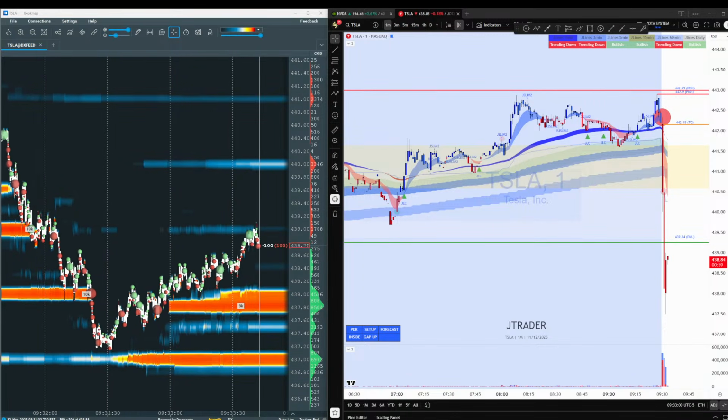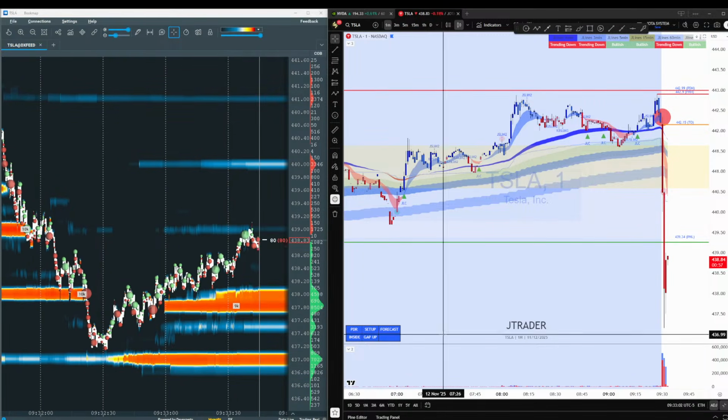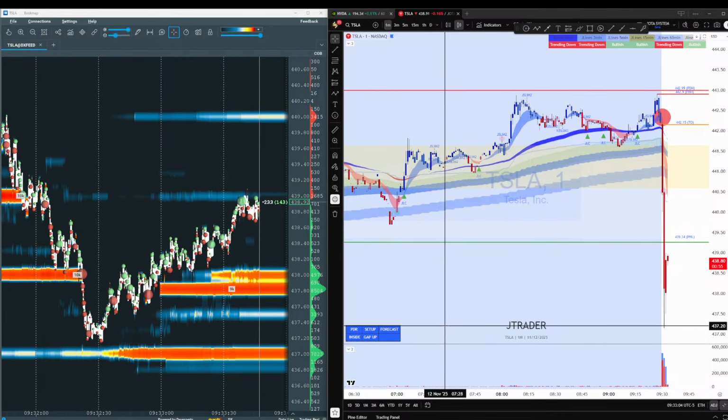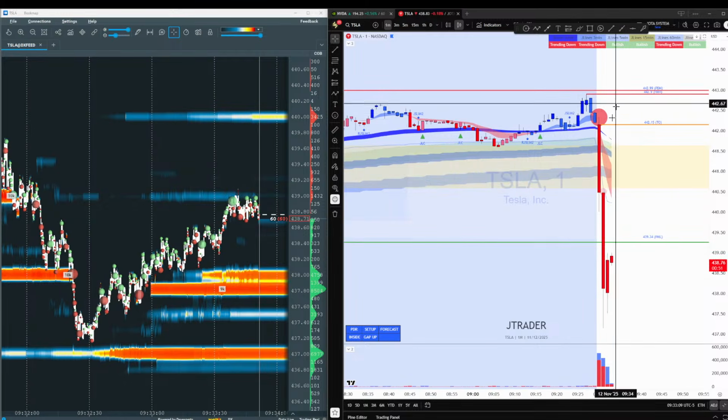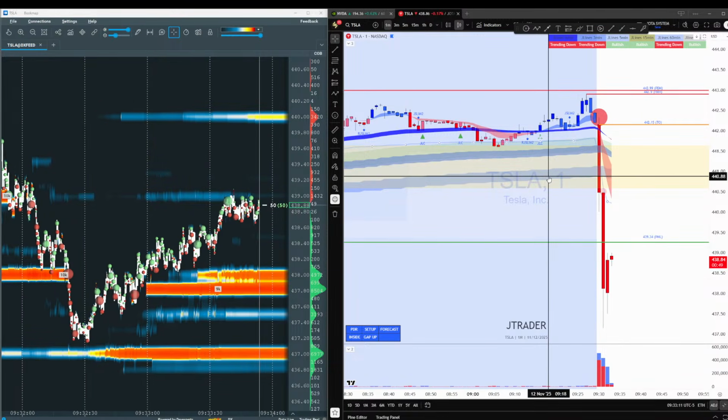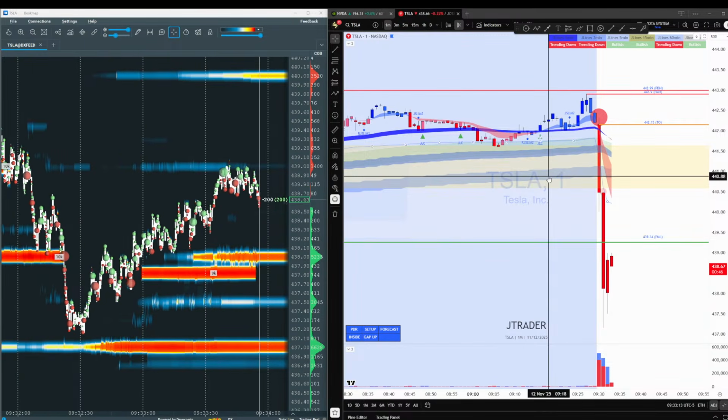Big heat map resistance on AMD. I'm looking at the screen, guys, in AMD 258. So you can see over here, the short over here on Tesla is amazing. It's working good.